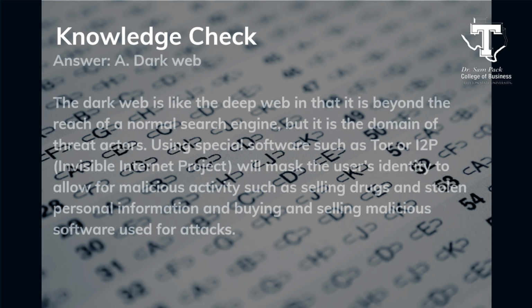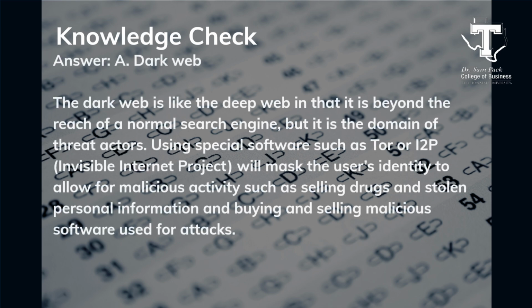Answer: dark web. The dark web is like the deep web in that it is beyond the reach of a normal search engine, but it is the domain of threat actors. Using special software such as Tor or I2P, Invisible Internet Project, will mask the user's identity to allow for malicious activity such as selling drugs and stolen personal information and buying and selling malicious software used for attacks.